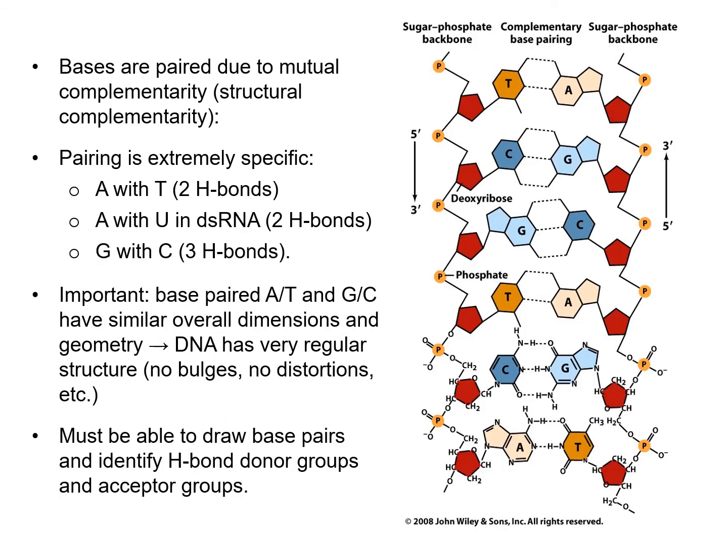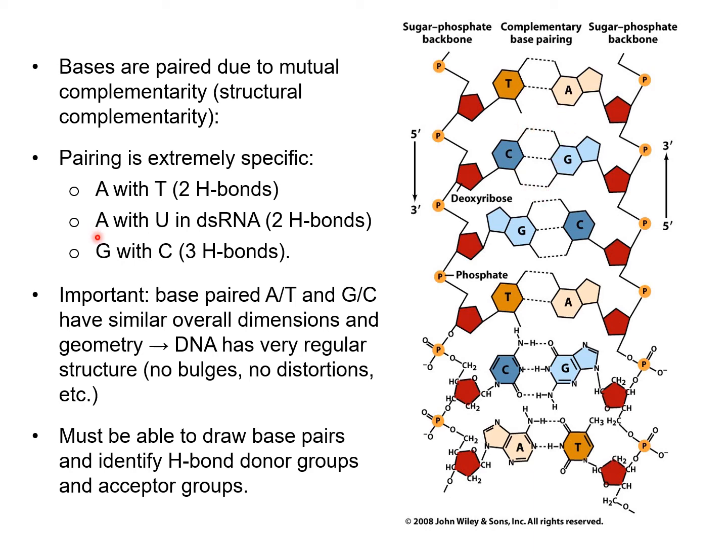Nitrogenous bases are paired due to mutual structural complementarity, and this pairing is extremely specific: T, the thymine, always interacts with A, adenine, not with C or G, and the same goes for cytosine, which always interacts with guanine, but not with adenine or thymine. Between A and T, there are 2 hydrogen bonds formed for their interaction, as opposed to G and C, which have 3 hydrogen bonds.